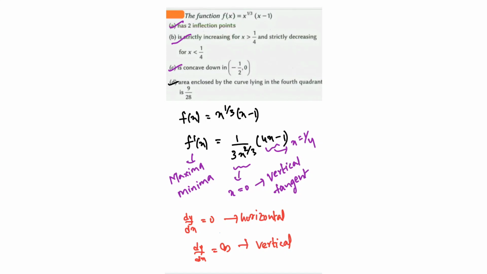So it's a very super duper question where all the concepts are mixed. It's a very good question on functions. I hope you all understood.